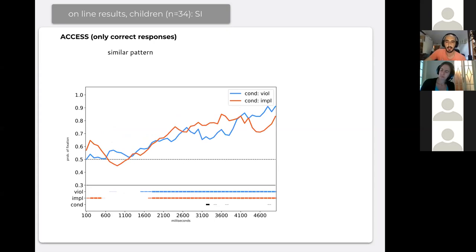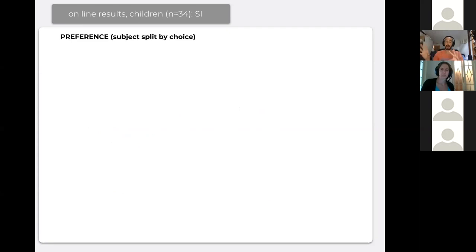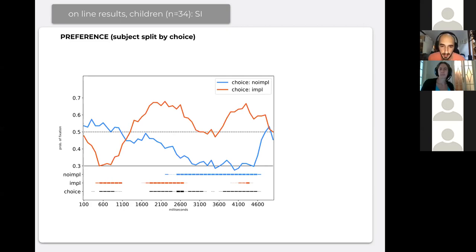Does this mean that maybe the wrong responses messed up the data? So we ran the same analysis only on the correct responses. Again, very similar results. So what's going on? Don't children compute implicature on "some" ever? This would be quite strange, right? So what we did was to split our subjects by their choice. We look at the preference condition now, and we split the subjects based on those who chose the implicature and those who chose the violation of the implicature. And what we find is that those who chose the implicature first look at the whole scenario, and then they move at about 1 second towards the target scenario, supporting the implicature. Those who chose no implicature gradually shifted towards the no implicature scenario.